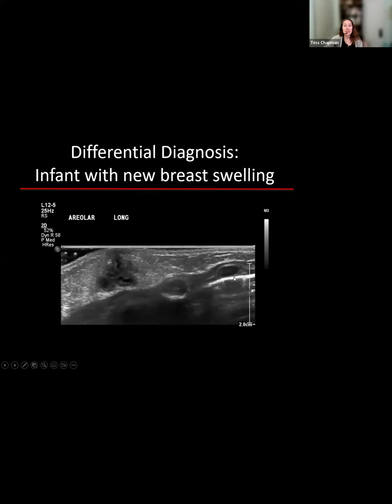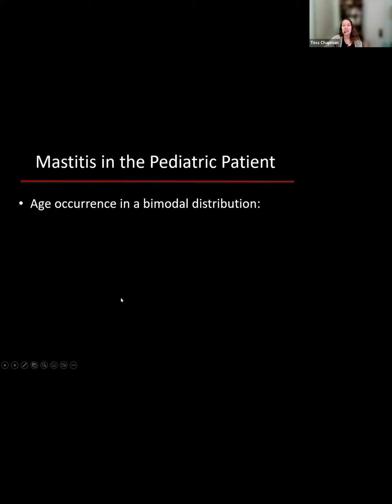Now, there is a differential diagnosis for an infant with new breast swelling. It might be a hemangioma, but it might be something else like this. This is a case of mastitis. We can see here this sort of irregular, ill-defined tissue deep to the nipple, and all of the adjacent soft tissue is very echogenic. This is what cellulitis looks like, and this is mastitis.